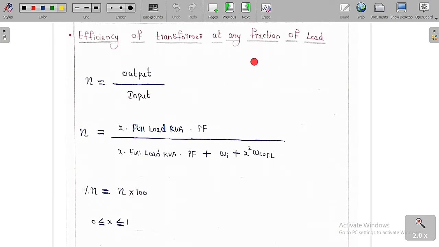Now the efficiency of a transformer at any fraction of load. Efficiency is equal to output active power by input active power. So finally, efficiency of a transformer is equal to X times the full load KVA into power factor, by X into full load KVA into power factor plus iron loss plus X square times the full load copper loss. If you want percentage efficiency, multiply by 100. The X value lies between 0 and 1. All these things I have already told you.